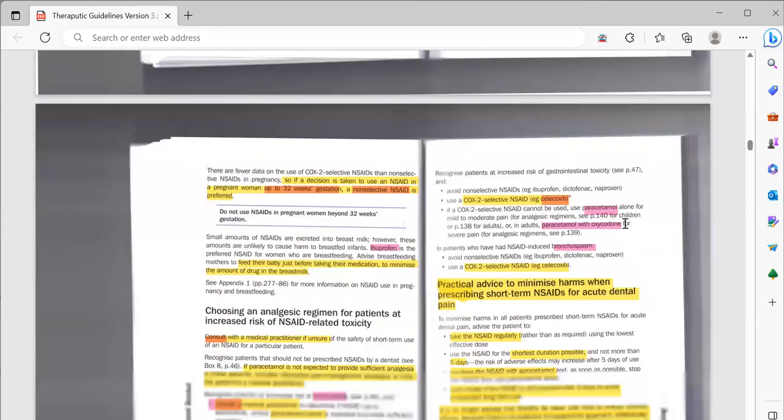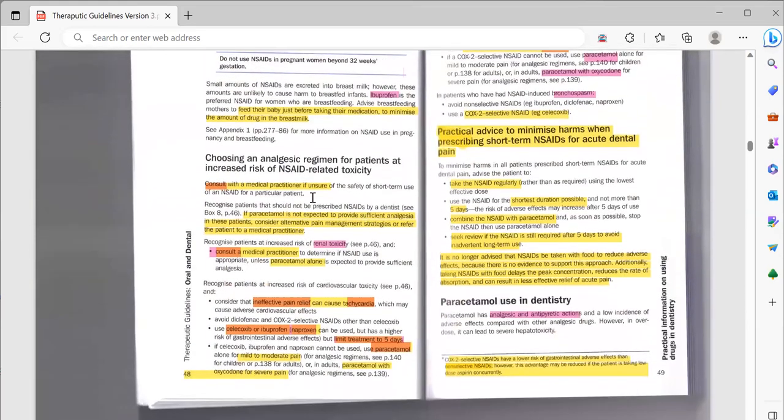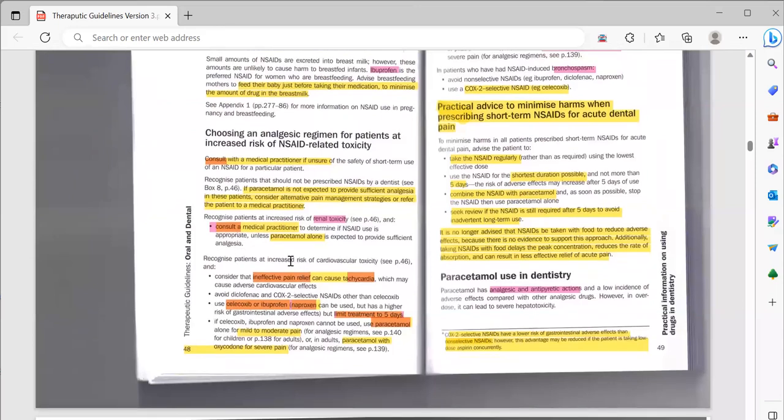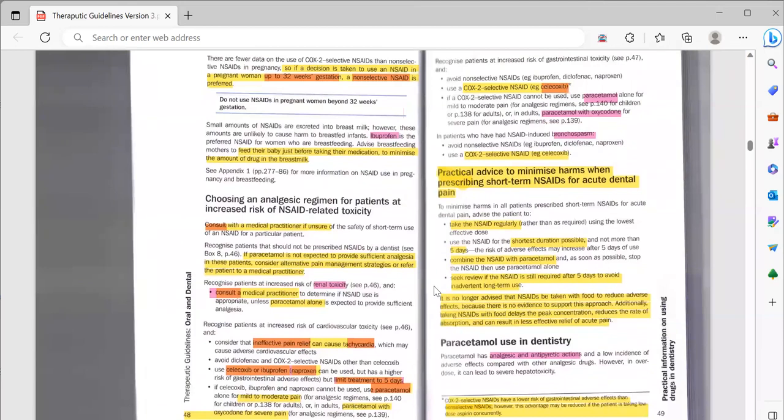Okay, so this is a bit simple. In a kidney patient, you are not prescribing them any NSAID. You are just consulting with their GP. For the cardiovascular toxicity, you can prescribe them ibuprofen or celecoxib, but limit the treatment to only 5 days. But I would say always first go for paracetamol and always be on the safe side, or try to ask their GP what management you can do with them.